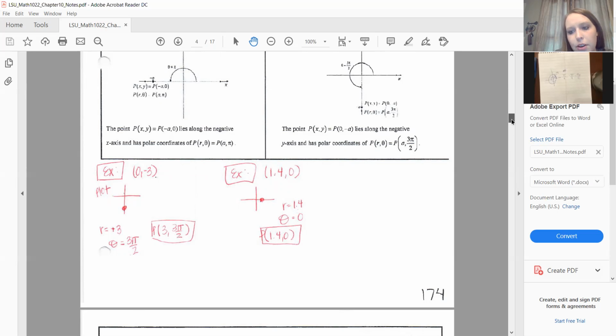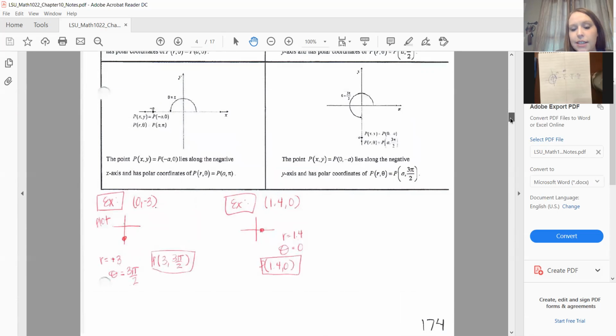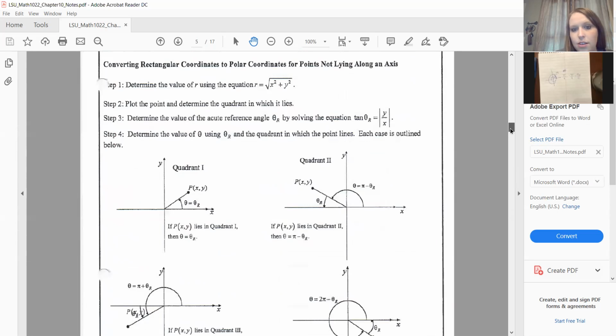You have to use formulas if it doesn't land on one of the axes. So if your x or your y is not 0, you're going to have to use these formulas right here. r is the square root of x squared plus y squared. That's the Pythagorean theorem. Then to find theta, you use the tangent of the reference angle, the absolute value of y over x. So those 2 formulas right there are important.